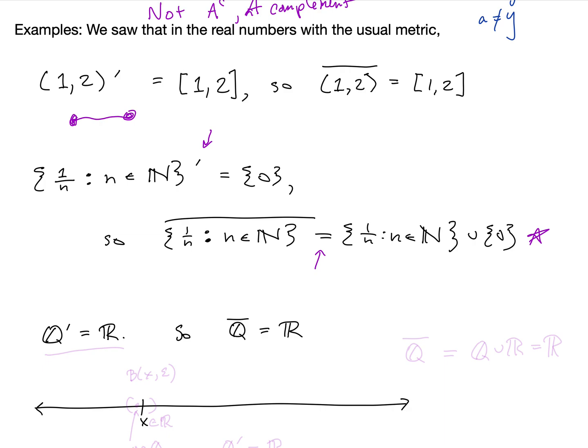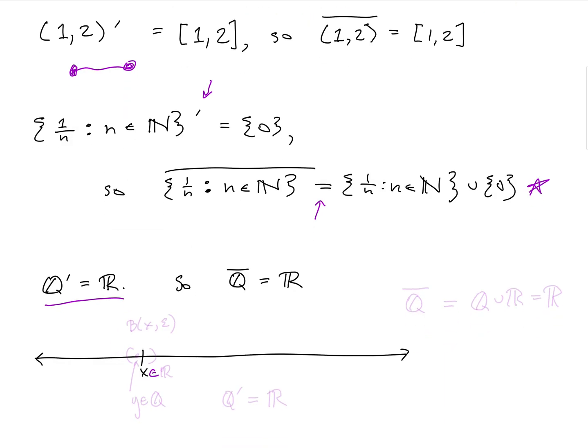We saw that the limit points of the rational numbers is the entire set of real numbers. Why is that? If we pick any x in the real numbers and any ball of positive radius, the ball centered at x of radius epsilon in the usual metric, then that ball will absolutely contain some y in the rationals, because between any two real numbers is a rational number, and therefore the set of limit points of the rational numbers is the entire set of real numbers.